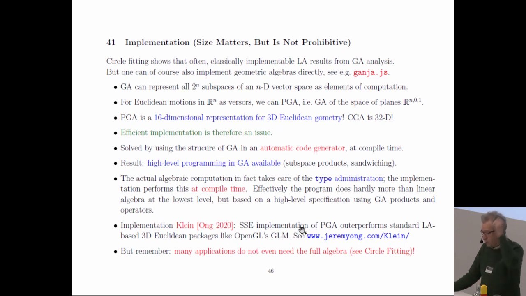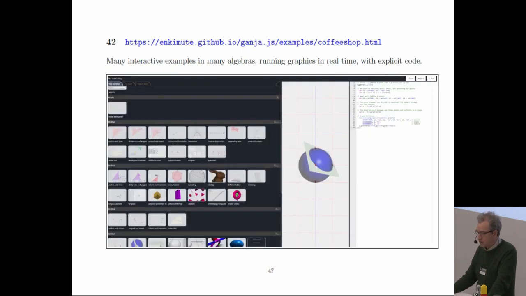For the PGA, we just last week got a result from a new program written as an SSE implementation of the PGA. So that's the 3D Euclidean. I wrote outer performs. I always type outer product and so on. Performs the standard LA based. So the standard straightforward implementation is much less code and actually faster than the optimized previous implementations of Euclidean motions. Right? The structure pays off. But you don't need a full implementation for many things.